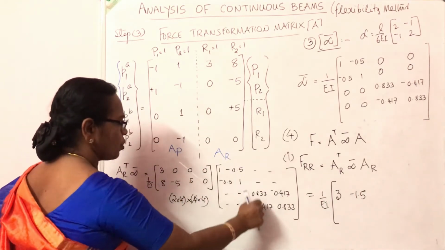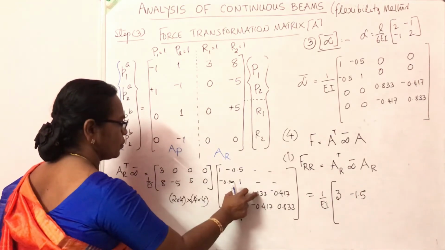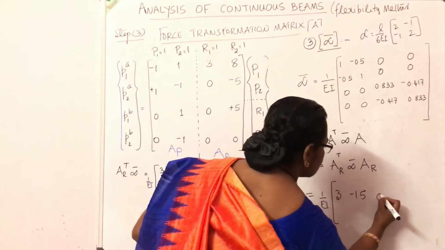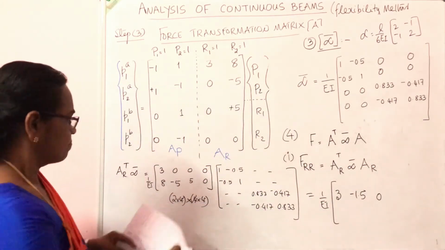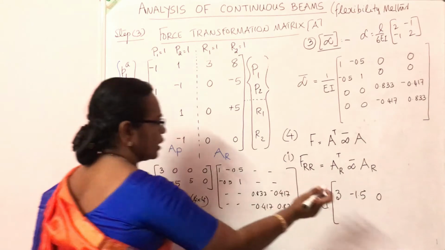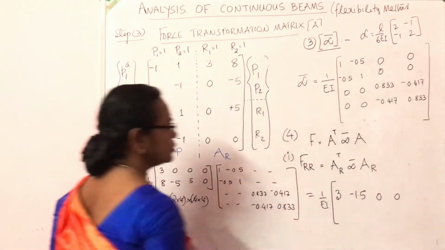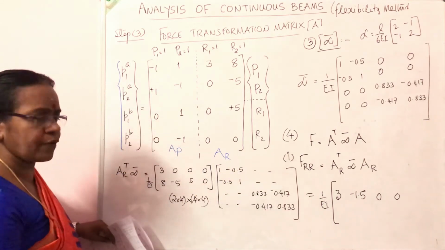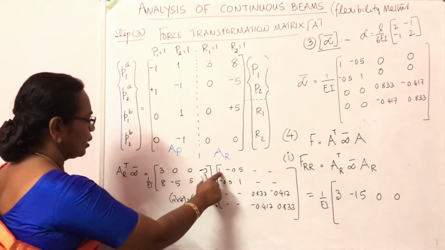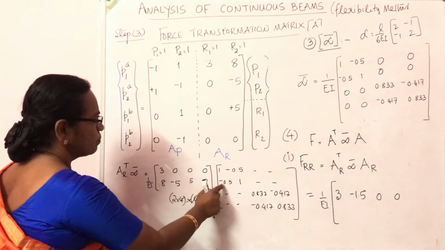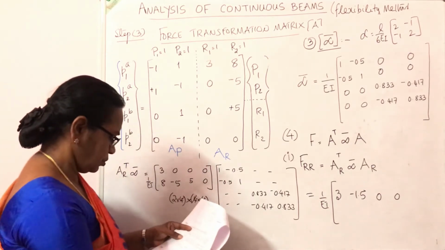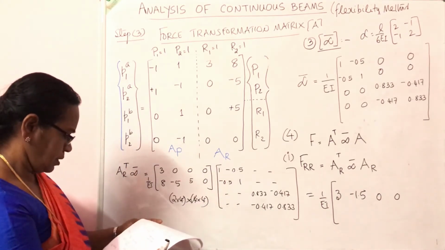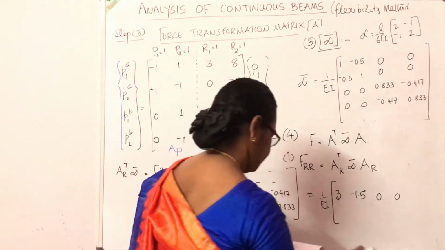This row into this column, so the first two terms are negative 0, so this becomes 0. Then this into this, again it becomes 0. First row into first column, first row into second column, or you can use the calculator and write. Next, 8 into 1, 8 plus 2.5, it works out to 10.5.